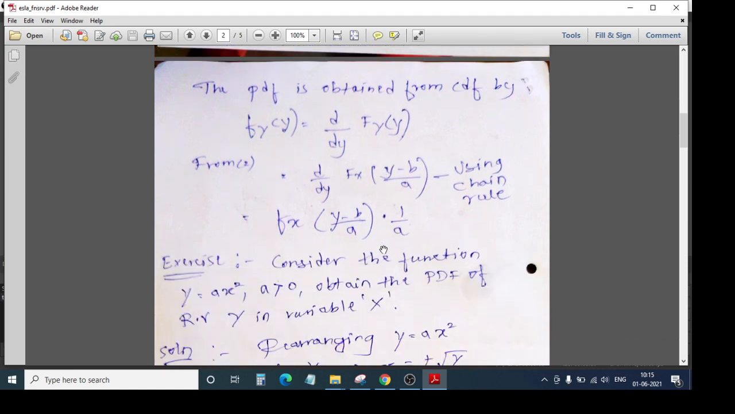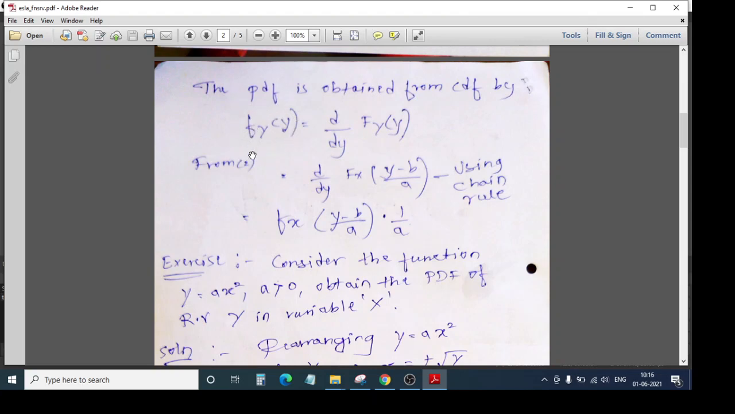Very simple differentiation. One small thing we need to understand here is, please go back to your basics and have a glance at your chain rule. So this differentiation is done with the help of the chain rule. In the chain rule, we first differentiate the first function, which is capital F of x, and you already know that the differentiation of capital F of x is nothing but small f of x, and we keep the second function as it is. Next we differentiate the second function, which is (y minus b) by a, and the answer you will get is 1 by a. So this is nothing but your PDF.